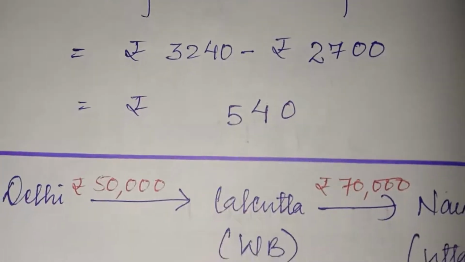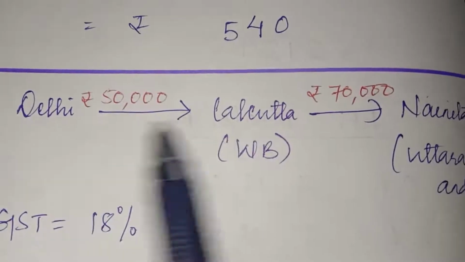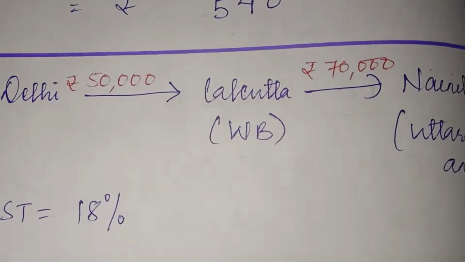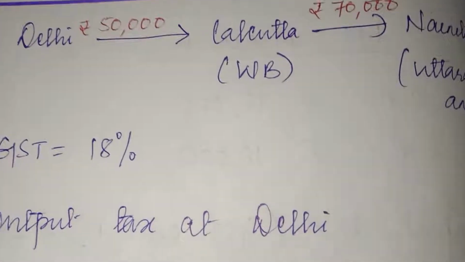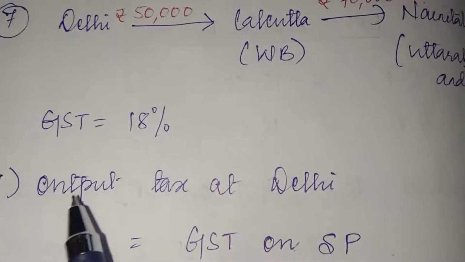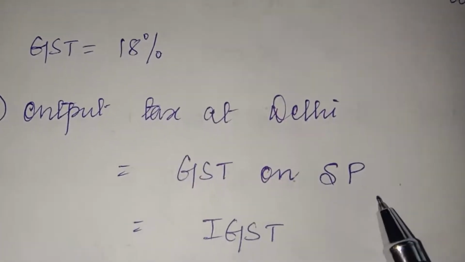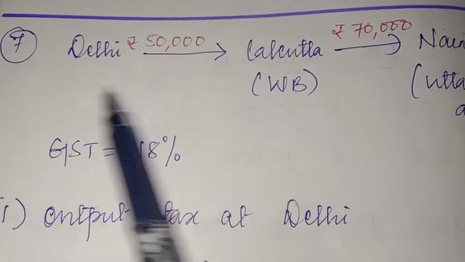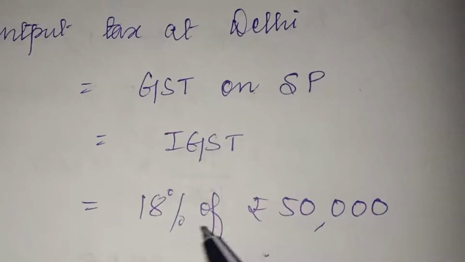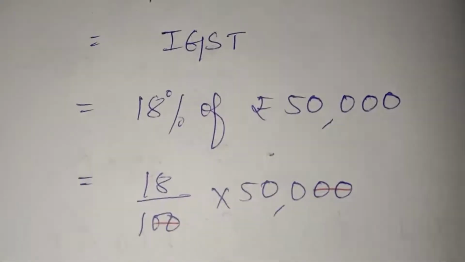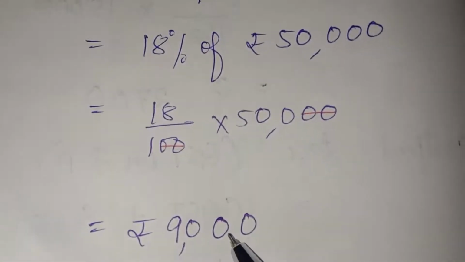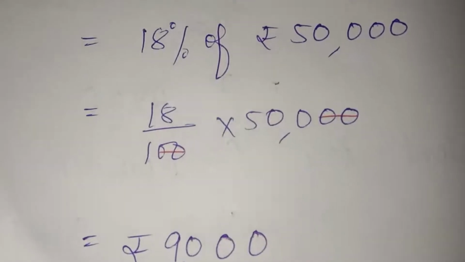So we have to find the output tax for Delhi, Calcutta and Nainital. Output tax means tax on selling price. So output tax at Delhi is GST on selling price. Here IGST 18% of 50,000, which is 9,000. So output tax at Delhi is 9,000.